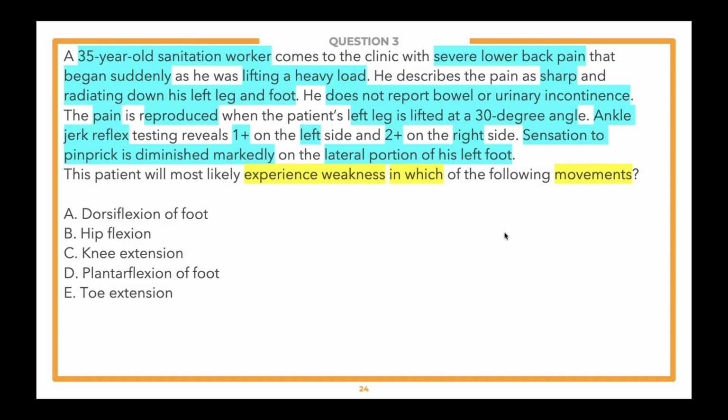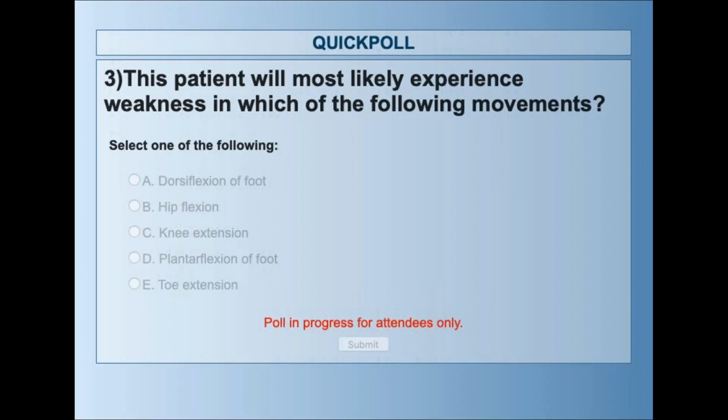Once again, we will start at the bottom and we will work our way up to the top. Answer choice E, toe extension. D, plantar flexion of foot. C, knee extension. B, hip flexion. And A, dorsiflexion of foot. So we're going to go ahead and open up that poll. Go ahead and select the answer you think is the best answer here, and we'll talk about it in just a few seconds.